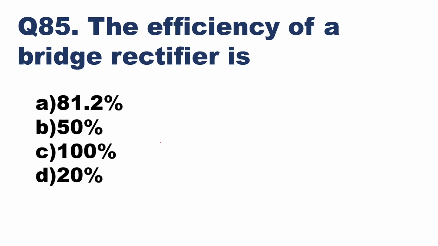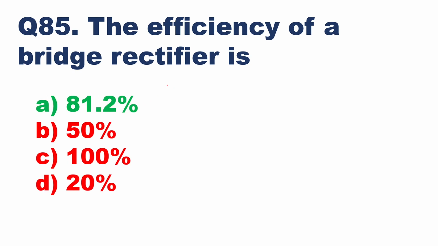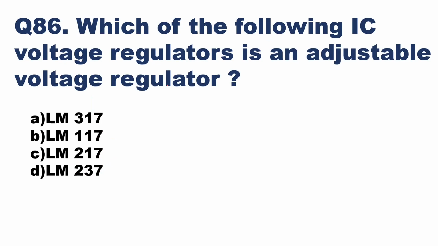The efficiency of a bridge rectifier is how much? Now, when we studied the bridge rectifier, we had calculated the ripple factor and the efficiency of the bridge rectifier, which is 81.2%. So option A will be the right answer here. The efficiency of bridge rectifier is 81.2%. So here you can see option A is the right answer, 81.2%. Then we'll go to the next question.